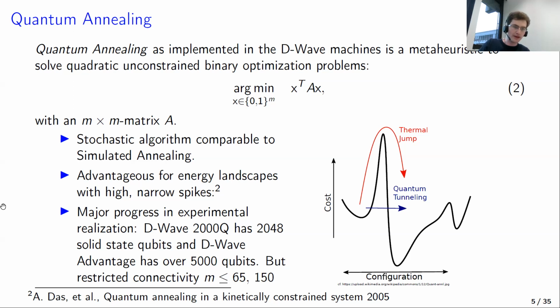Then there has been major progress in the experimental realizations of such quantum annealers. The D-Wave 2000Q had 2048 qubits, while the D-Wave Advantage has 5000 qubits. For a certain sparse matrix A that corresponds to the hardware graph, this number M is already the number of qubits, but if this matrix A were dense, then of course M would have to build chains and this M would be smaller.